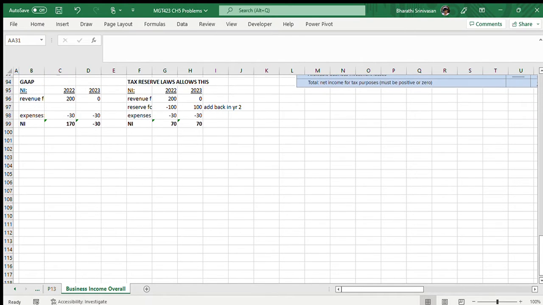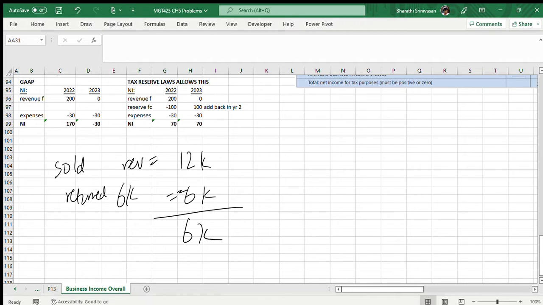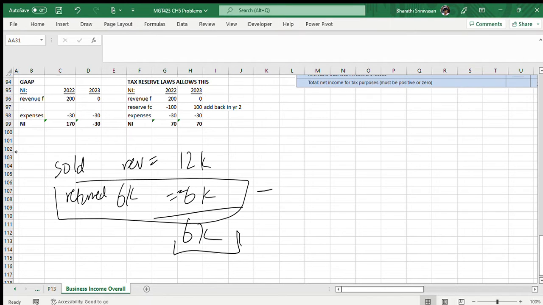So for example, let's say that I sold some products and my revenue equals, I don't know, 12K. But I expect that about 6K of those will be returned. So truly, my revenue would be like 6K, right? This is called a reserve. Basically, I'm saying, I don't think I'm going to be getting this money, so I'm going to put this down as a reserve for returns.